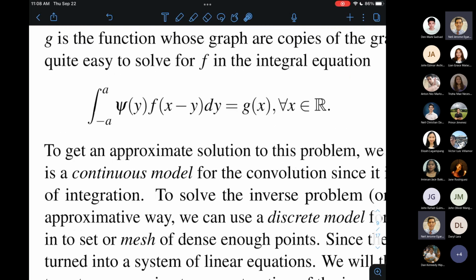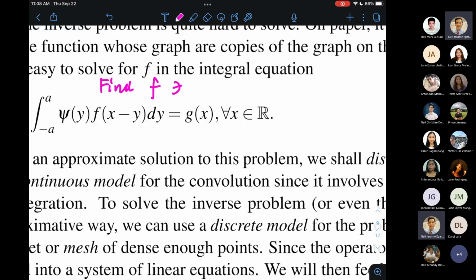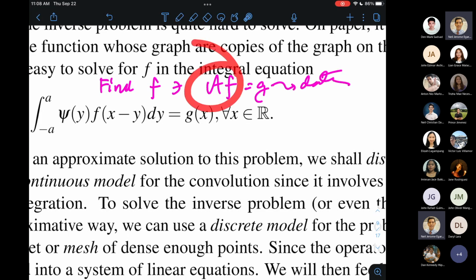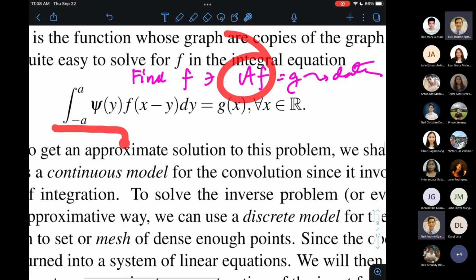Kasi ang mangyayari sa atin noon ay ganito. Ito yung equation. Di ba, for the inverse problem, find f such that ang A of f ay equal kay g, for g a given function. So si g ay given. Siya yung data. Right? Pag in-expand natin yung itsura ng convolution operator, ito siya. Integral from negative a to a of psi of y f of x minus y dy. Alright? Equal kay g of x.